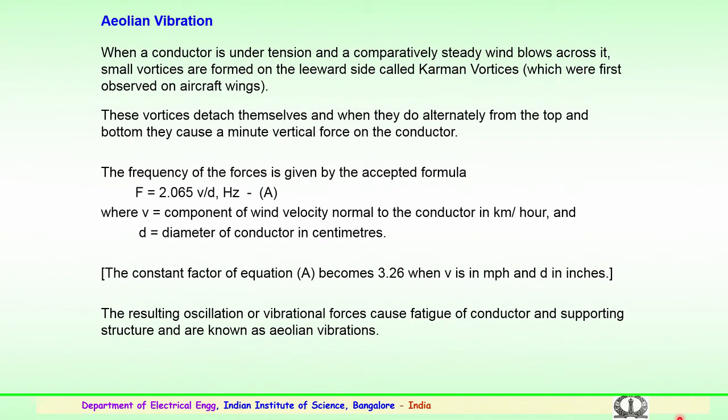The aeolian vibration happens when a conductor is under tension and a comparatively steady wind blows across it. Small vortices are formed on the leeward side, called Karman vortices, which were first observed on aircraft wings. These vortices detach themselves alternately from top and bottom, and they can cause a minute vertical force on the conductor. So, small swinging of the conductor in the vertical direction will be created.